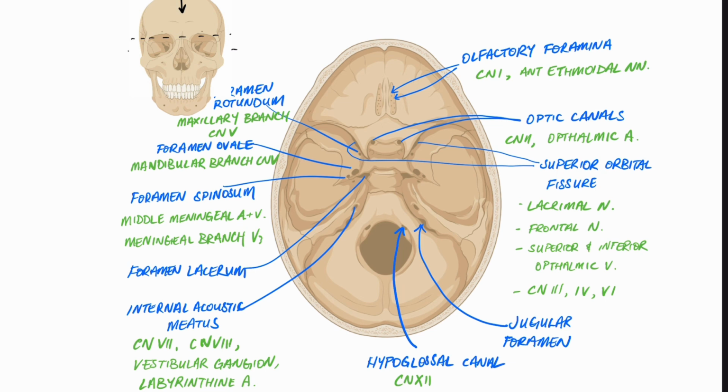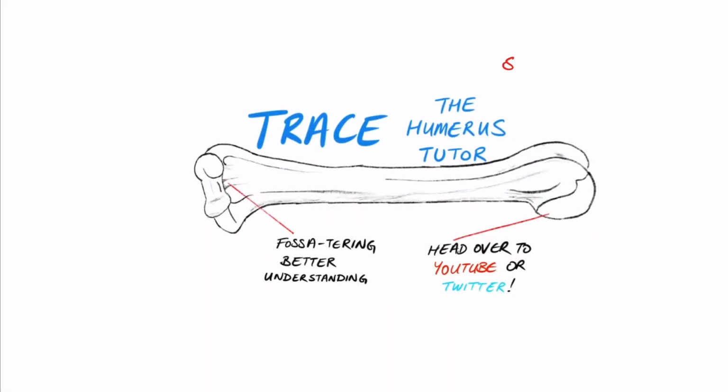And that's it. That's all I will talk about in this particular video. We've just really gone through the anatomy of the cranial floor, the cranial fossae, and the cranial foramina and what runs through them. I hope that made sense, and I really do recommend picking up a skull and having a look at these features for yourself.